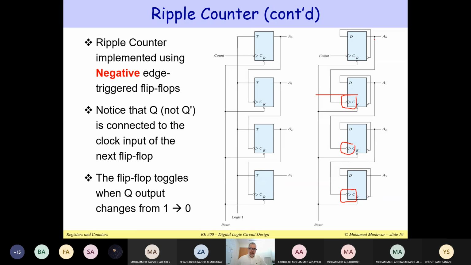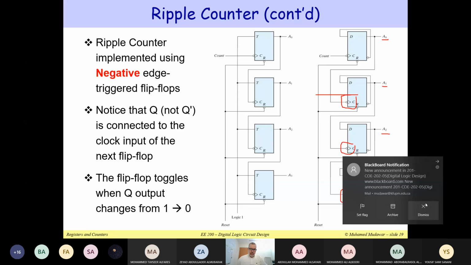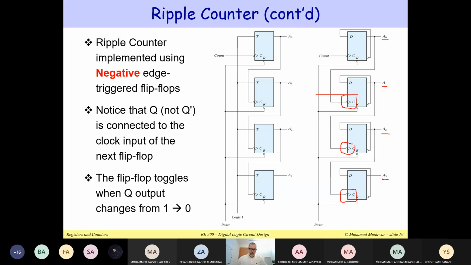And notice that we are connecting here the Q. So here the Q is shown as A0, A1, A2, A3. This is my Q output. Notice that the Q prime is connected back to D so that we can toggle. Q prime is always connected back to D to toggle. But we are connecting A0 to the clock input of A1. And the clock input here is a negative edge triggered flip-flop.